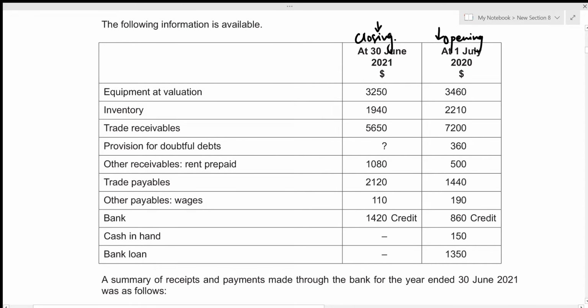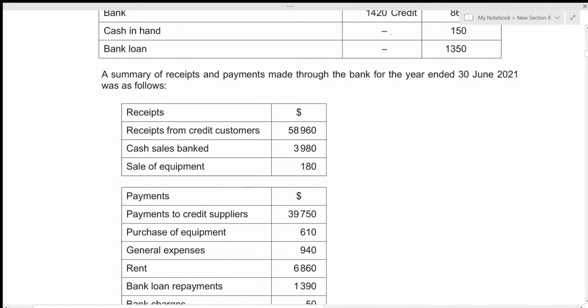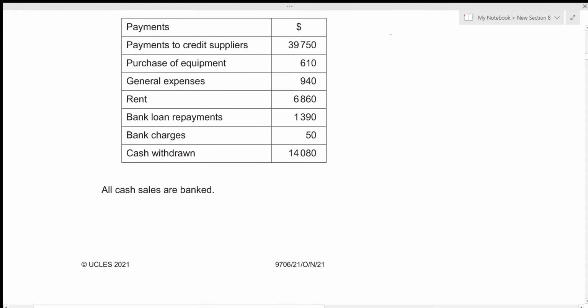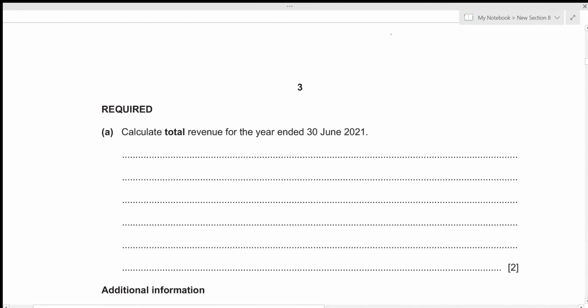Alright, then we're also given a summary of receipts and payments made through the bank for the year ended 30 June 2021. We're given receipts and payments. And we're also given the information that all cash sales are banked. Now let's have a look at the first question. We need to calculate the total revenue for the year ended 30 June 2021. So this kind of question was already done for the May June series for the year 2021. Let's repeat the same process.